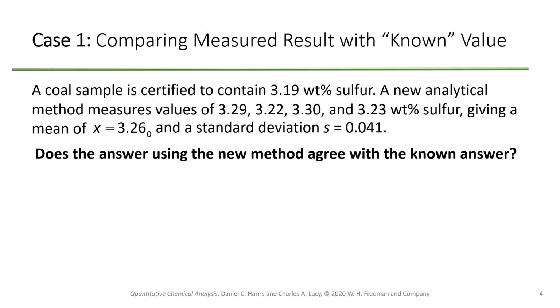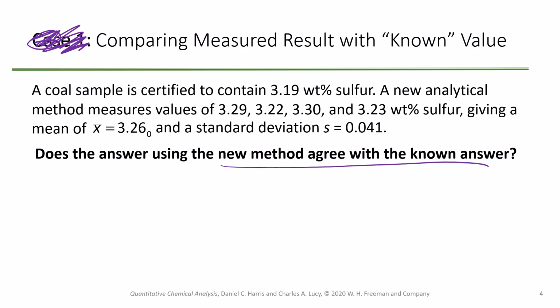Here's how a short answer problem could be asked. You're not going to be given what case they are. You have to decide which one and when to use it. A coal sample is certified to contain 3.19% weight sulfur. A new analytical method measures values 3.29, 3.22, 3.30, and 3.23 weight percent, and they give us the mean and the standard deviation. Does the answer using the new method agree with the known answer?